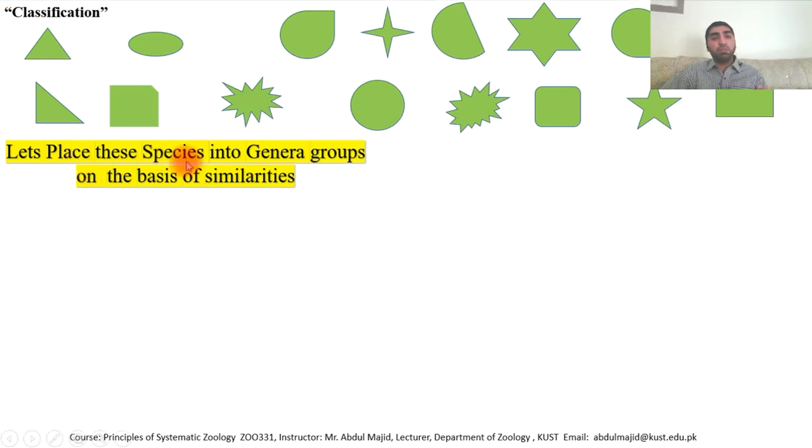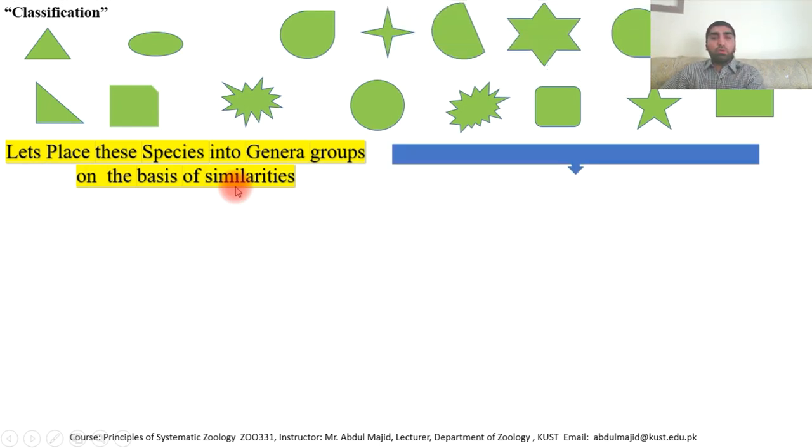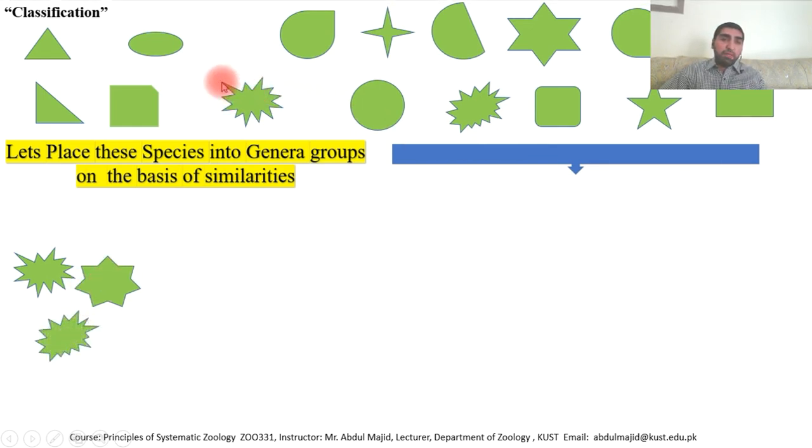For example, let's place these objects, not species, so forget about the species or genus group. Let's place these objects into groups on the basis of their similarities. So what we will do, for example, we will put these star shape objects in one group because they have many angles, like the star-like angles, so we will place them in one group. So we consider this one group.